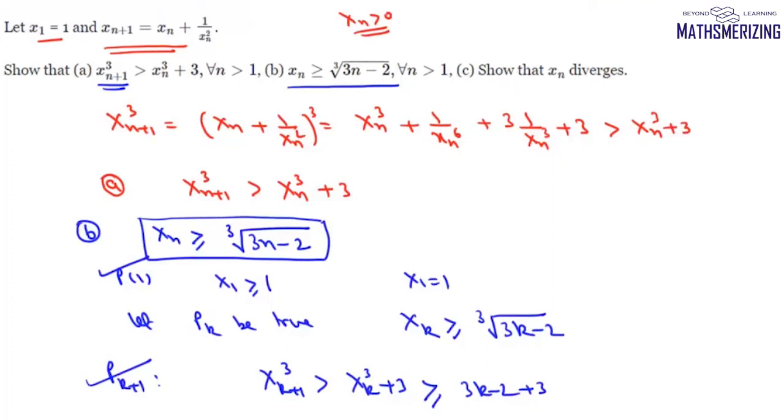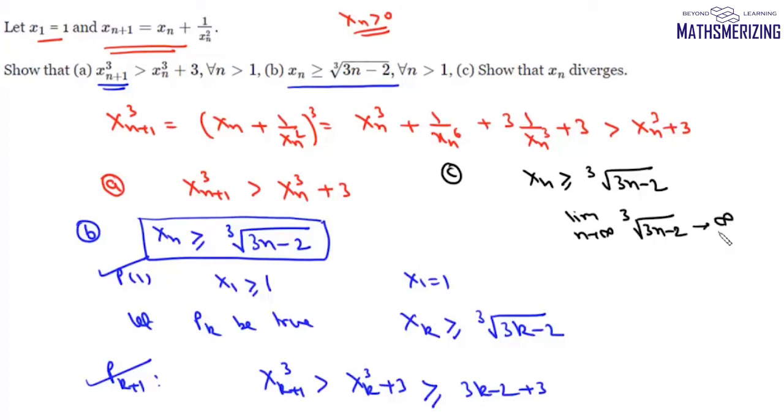Now the third part is show that xn diverges. Now in part B, we have already shown that xn is greater than or equal to cube root of 3n minus 2. Now if we take this limit n tends to infinity, cube root of 3n minus 2, we know that this limit diverges to plus infinity. And since xn is greater than fn and fn diverges, from here we can say that this xn also diverges to infinity using theorems on divergence. So from here we can say that the sequence xn diverges.